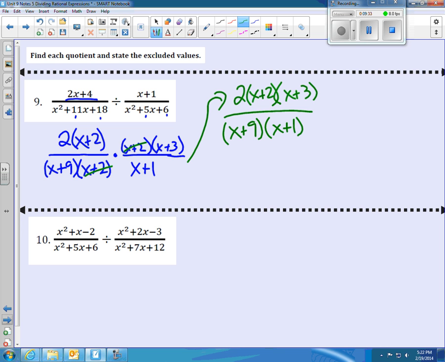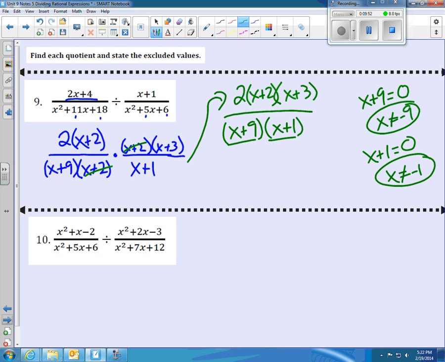Here's one of the times that I'm like, hey, it's a really good time to find your excluded values now, because the bottom is so nice and it's 2 binomials. So let's do x plus 9 equals 0. So we say x cannot equal negative 9. X plus 1 equals 0. So x cannot equal negative 1. Okay, 2 excluded values, got those.